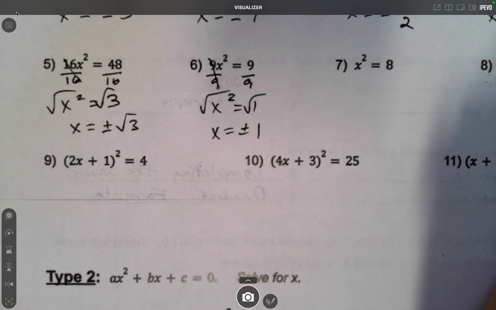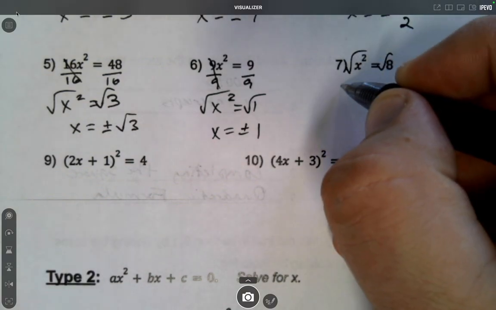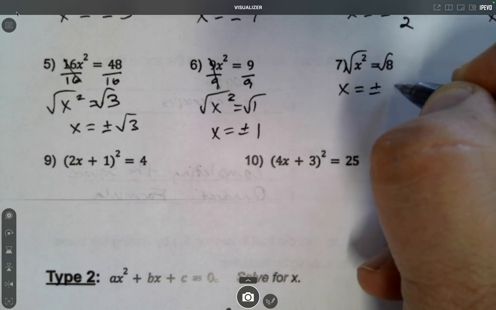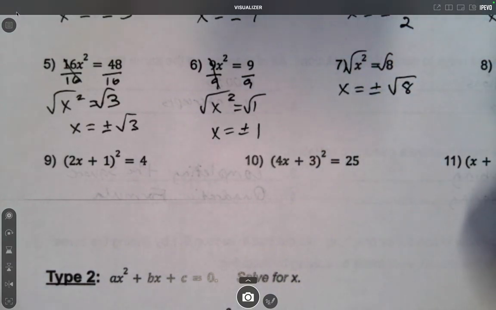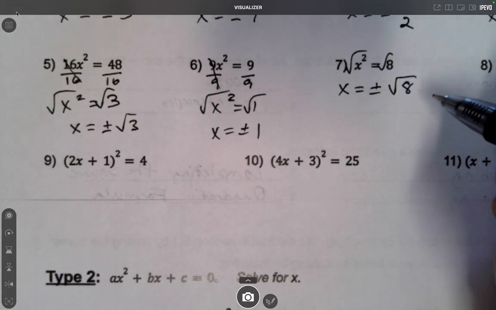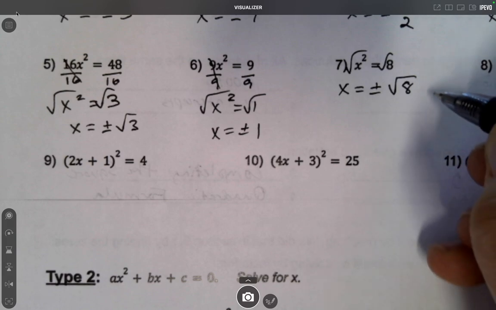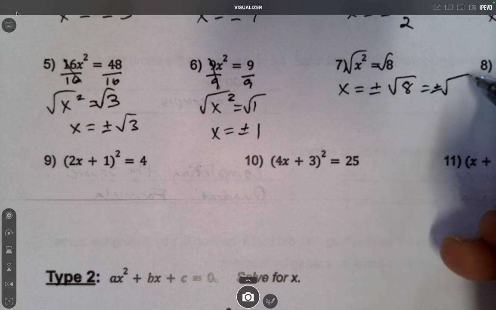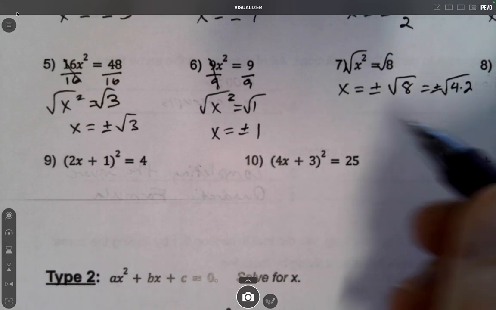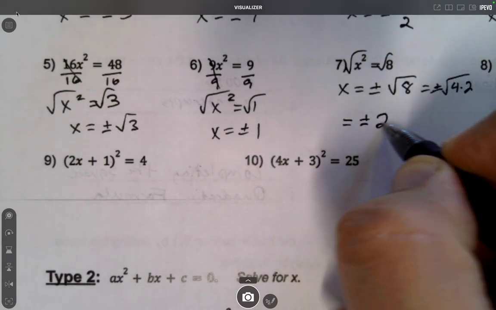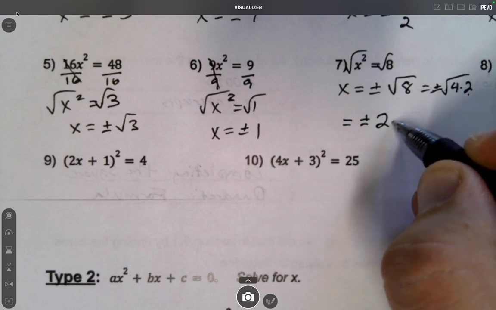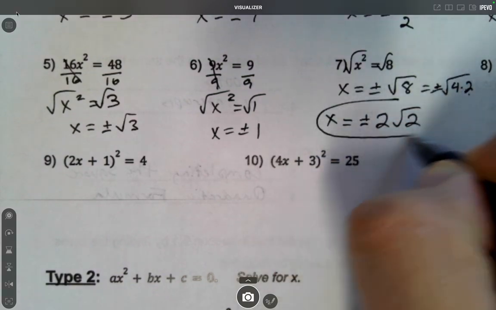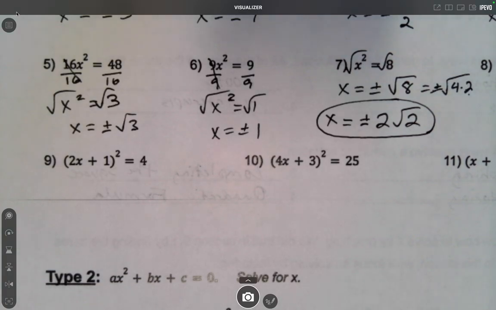All right, here we take the square root of both sides. And the difference with this one is we can actually simplify this radical. You get partial credit for giving me this answer, but if you recall, there are ways to simplify radicals if you can separate this into two numbers and one of them is a perfect square. So 8 is the same as 4 times 2, and we can take the square root of 4, it's 2, and we leave this 2 inside, so our final answer is plus or minus 2 square root of 2.